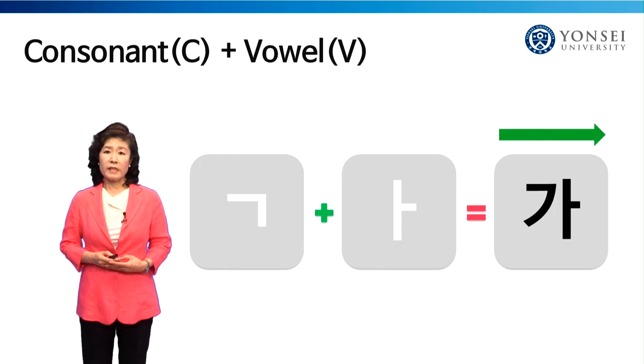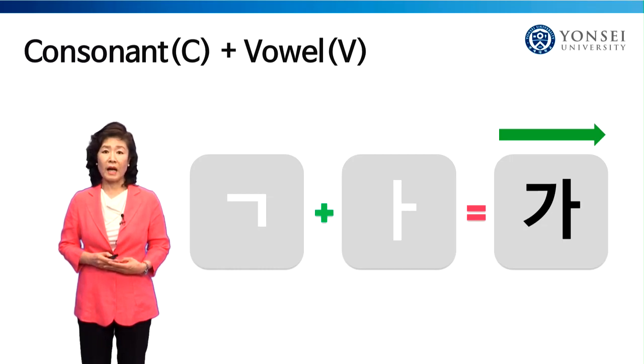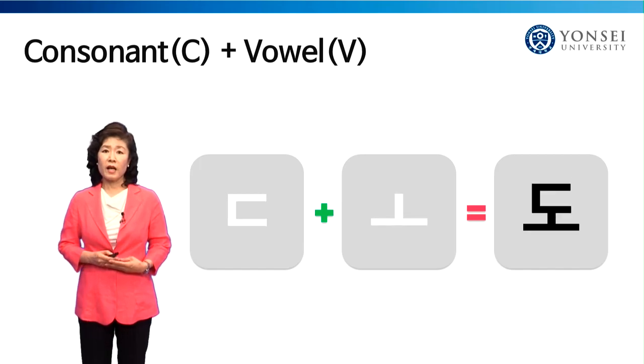The second case is the combination of consonants and vowels. The initial consonant 기역 is combined with the vowel a to create ka. And the initial consonant 디귿 is combined with the vowel o to create to. Writing down from top to bottom.